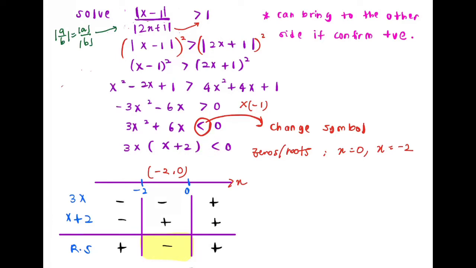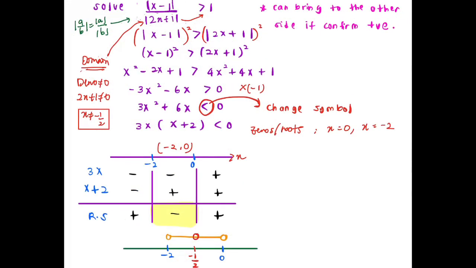Okay, be careful. You need to take care of the domain, all right? So for the domain here, the denominator cannot be equal to 0. So 2x plus 1 cannot be equal to 0. Therefore, x cannot be equal to minus 1 over 2.